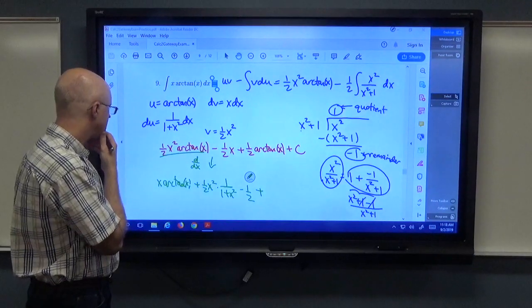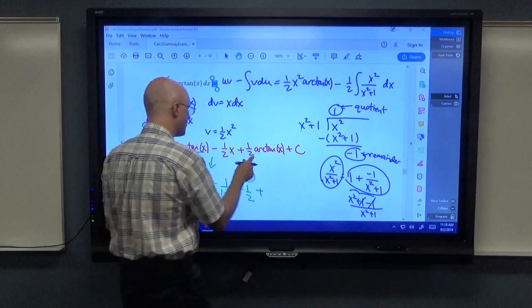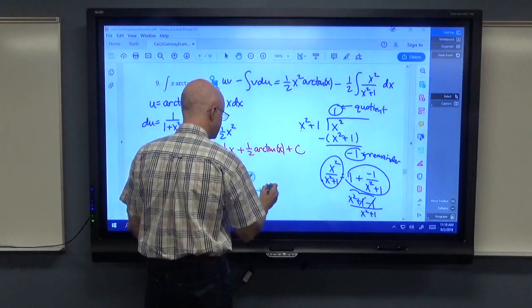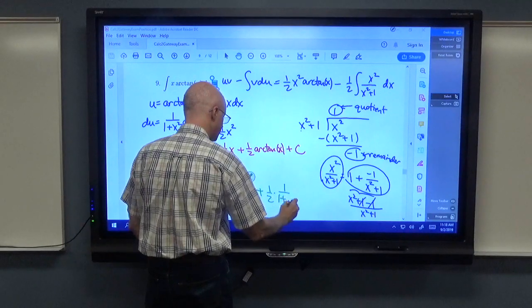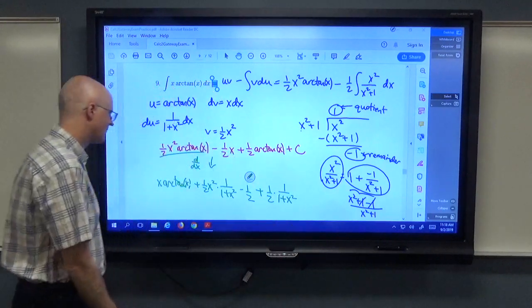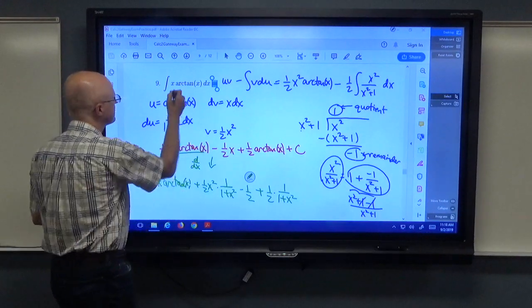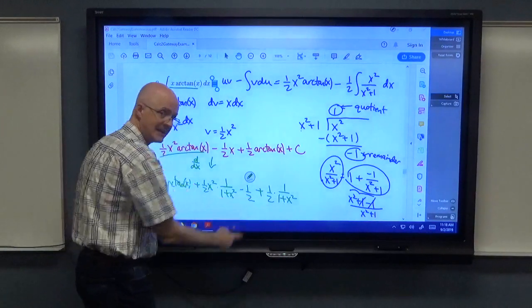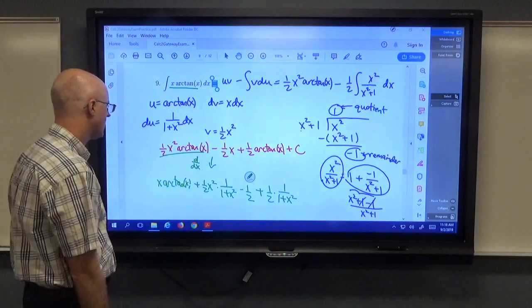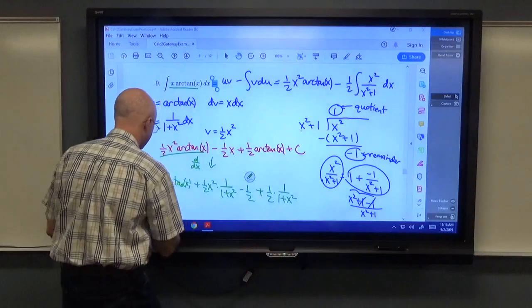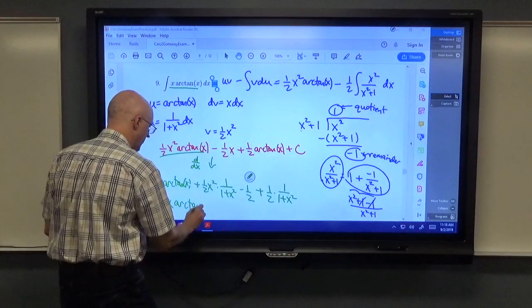It's not clear that this is going to work out, but I hope it does. Derivative of this is going to be 1/2 times 1 over 1 plus x squared. Is this definitely going to work out? We want the answer to be x times arctangent of x. We want all this stuff to cancel. Get a common denominator. That's the way to go. And hopefully the numerator will completely cancel.